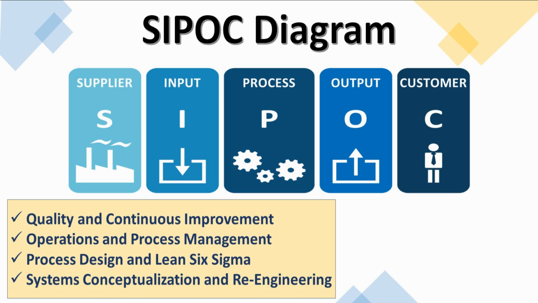SIPOC stands for suppliers, inputs, process, outputs, and customers. It is widely used in process management to identify the key elements of a process improvement project. It's a simple way to map out the key parts of any process.